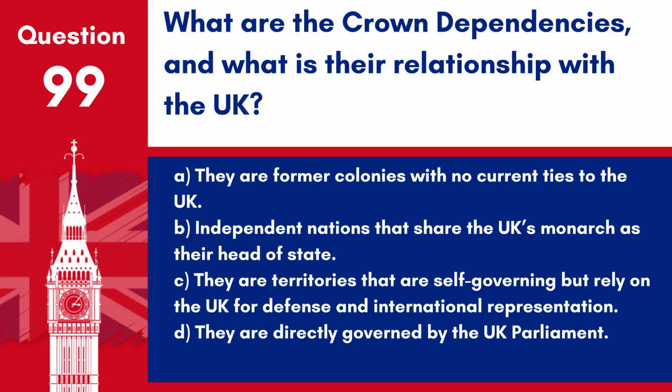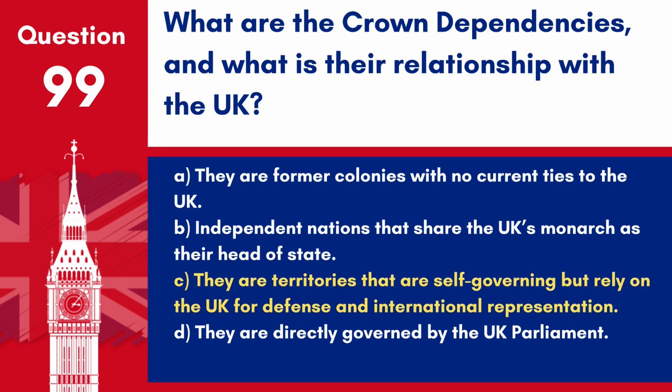Question 99. What are the Crown dependencies and what is their relationship with the UK? A. They are former colonies with no current ties to the UK. B. Independent nations that share the UK's monarch as their head of state. C. They are territories that are self-governing but rely on the UK for defence and international representation. D. They are directly governed by the UK Parliament.